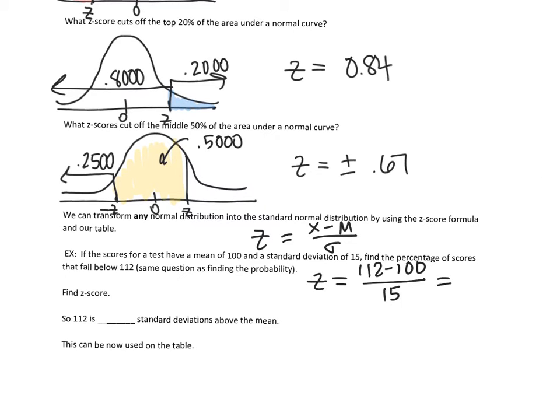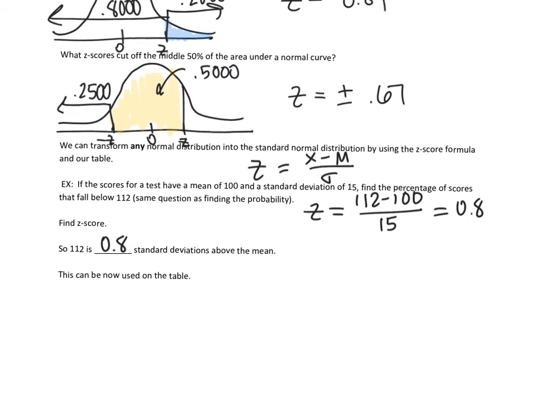And we're going to have 0.8. So that tells me that 112 is 0.8 standard deviations above the mean. So we can now use our table to find out the percent of values that fall below that.